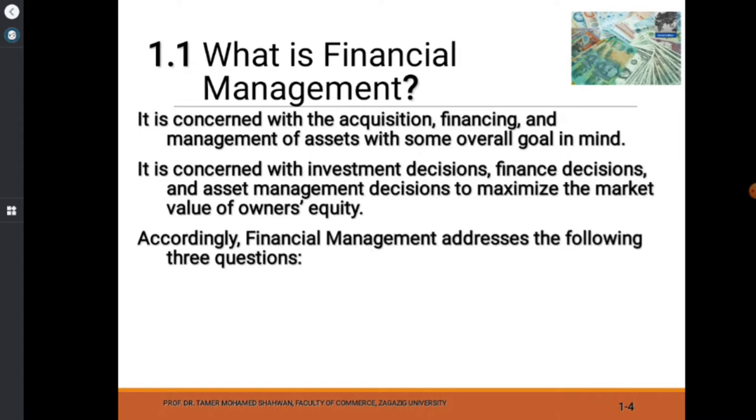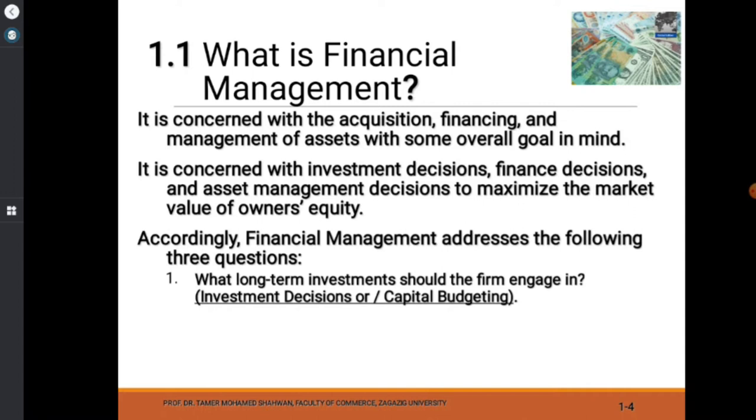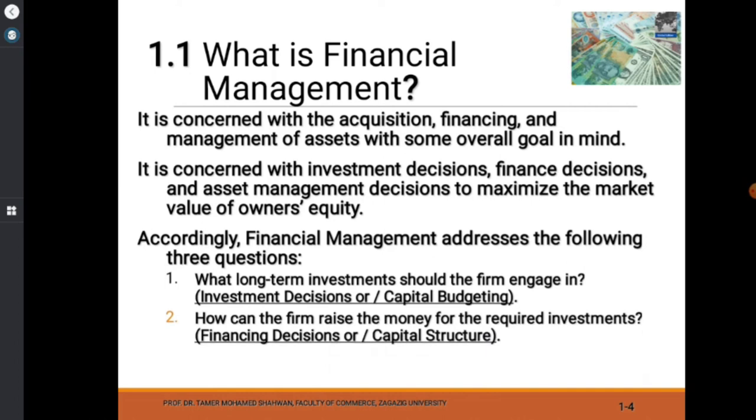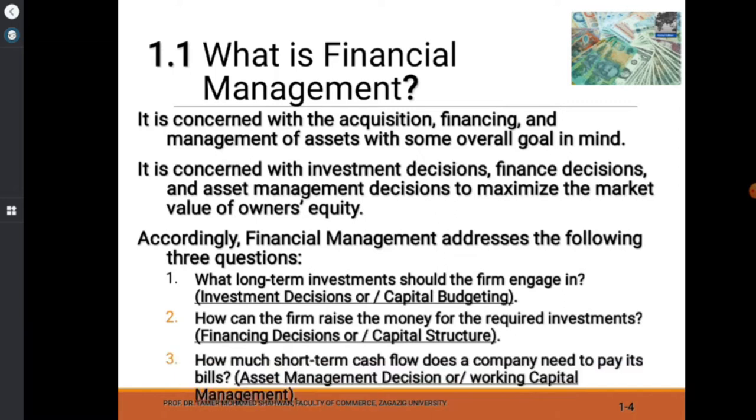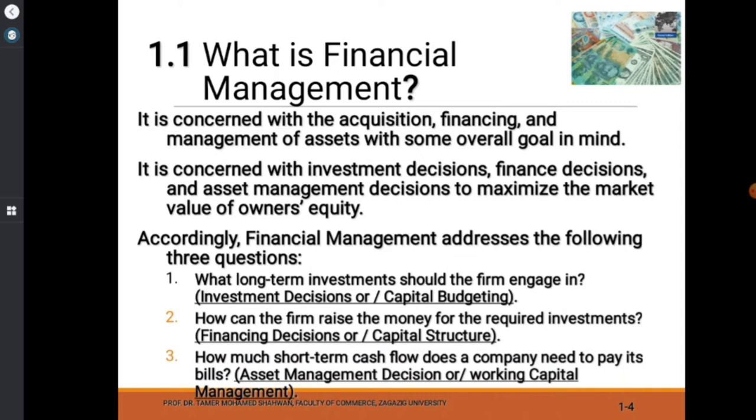Accordingly, financial management is addressing the following three questions. Question number one, what long-term investment should the firm engage in? We refer to it by investment decision or capital budgeting decision. Second decision that is mainly concerned by financial manager, how can the firm raise the money for the required investment? This is financing decision or capital structure. Third, how much short-term cash flow does the company need to pay its expenses and the bills? And we refer to it by asset management decision or working capital management.